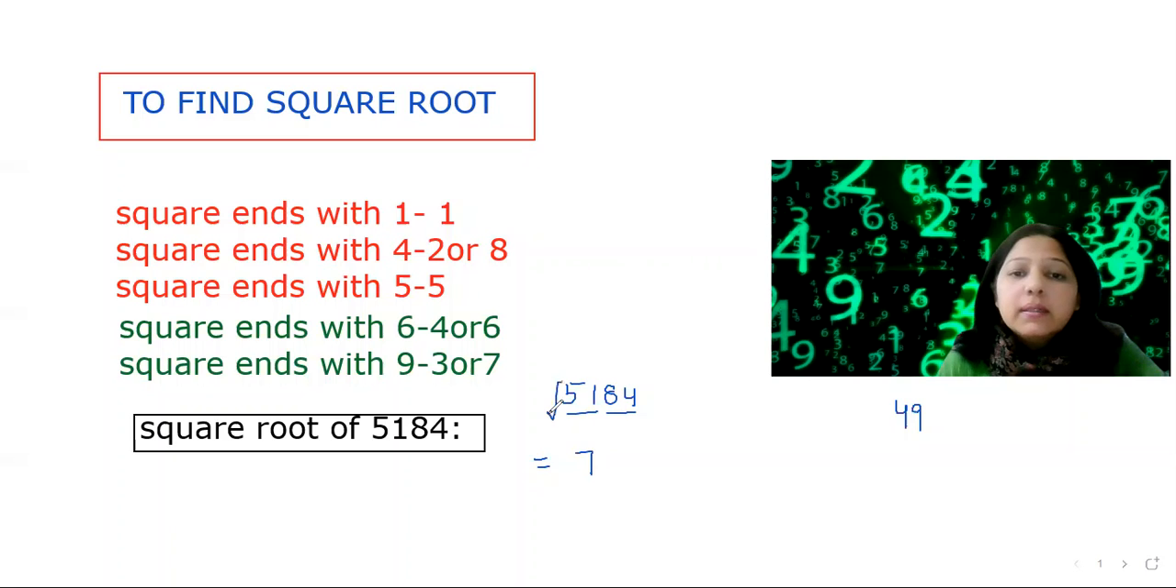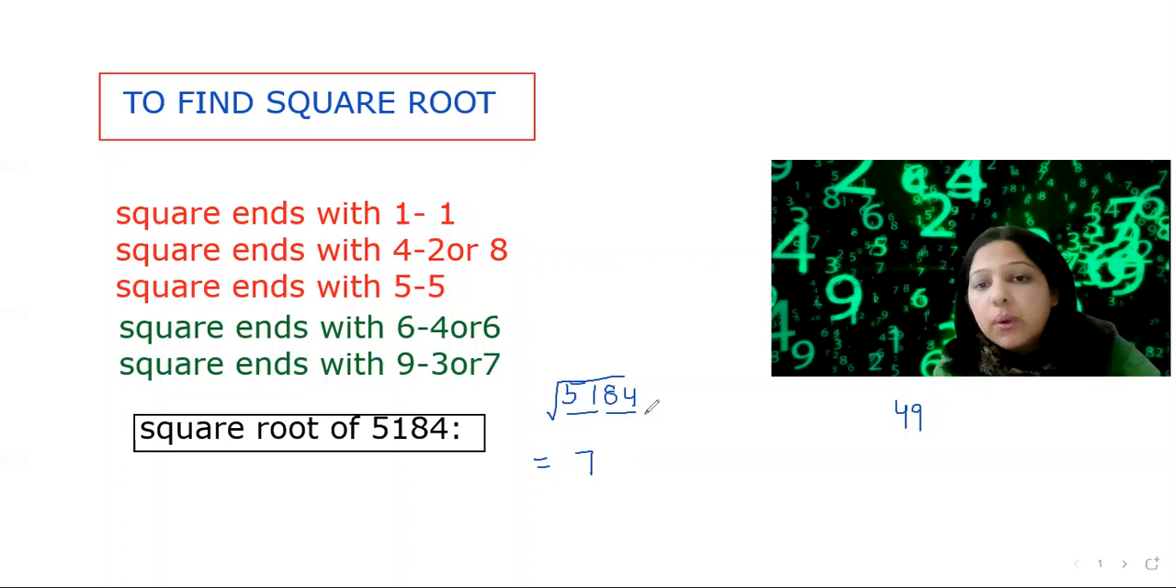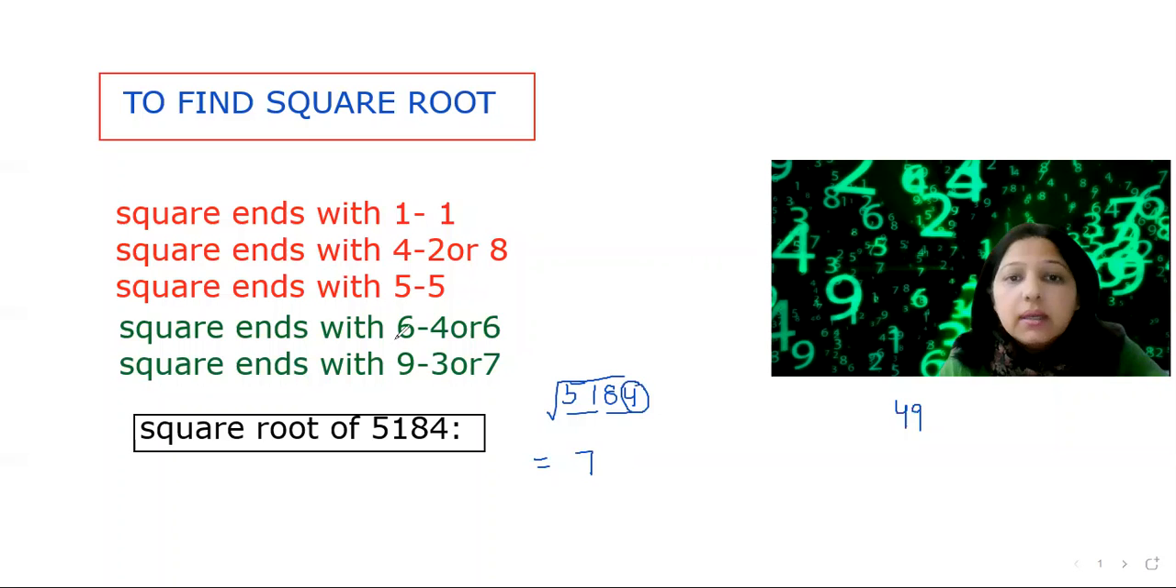Now to find the next digit, you can see the square number ends with 4, and according to this chart, the last digit can be 2 or it can be 8. Now how to select whether it will be 2 or 8? For this, we have to see this number, this 7. Now the square root of 5184 can be 72 or it can be 78.